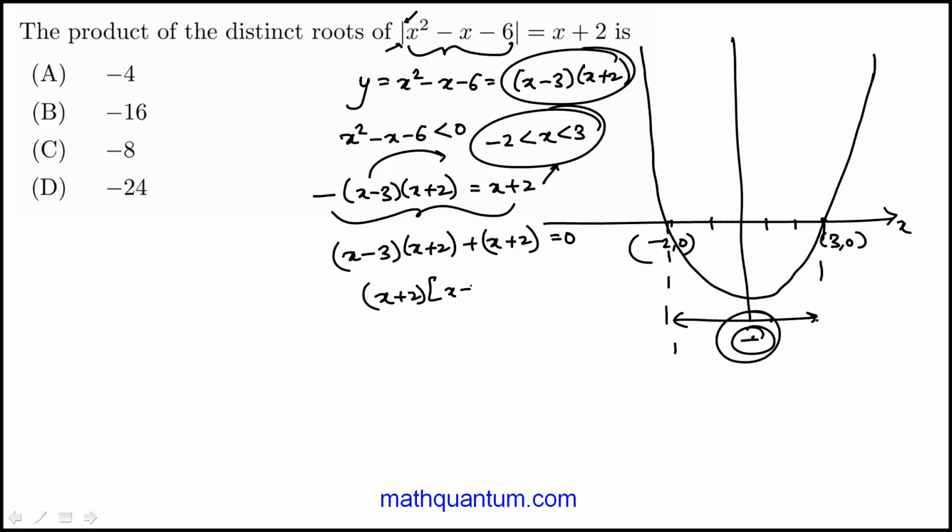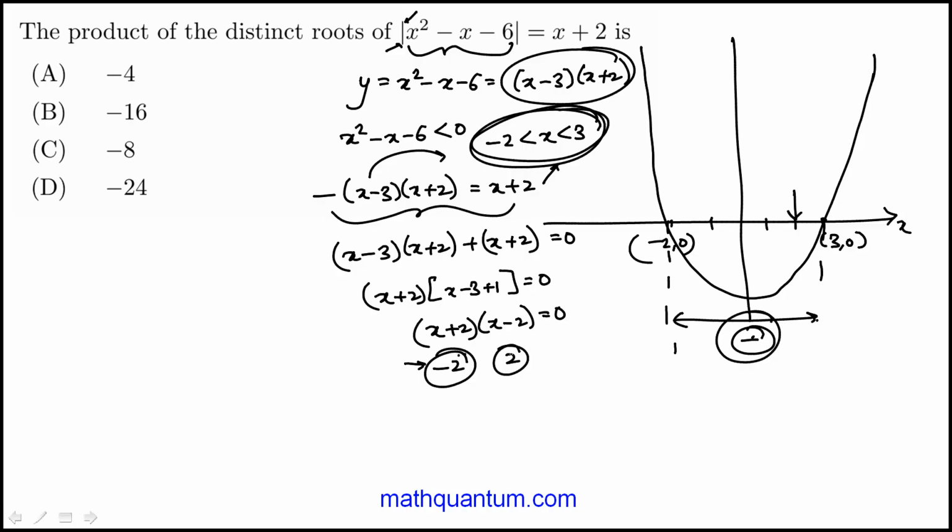And then we'll get x minus 3 plus 1. And that becomes x plus 2, x minus 2 equal to 0. So the solutions are 2 and minus 2. We'll come back to minus 2 later, because I'm constraining it in this form here. So 2 does fall here, so that's one solution. So I'll list that here.